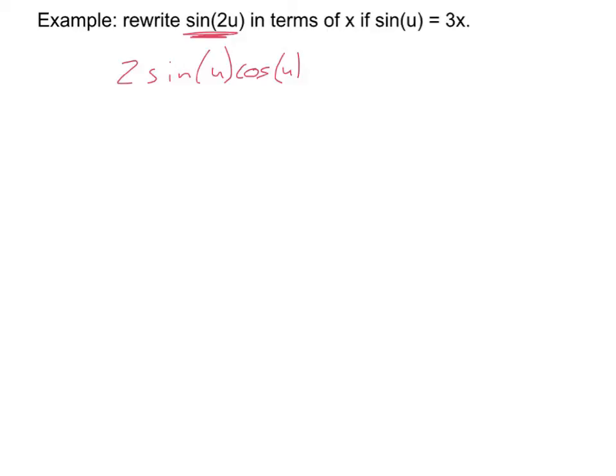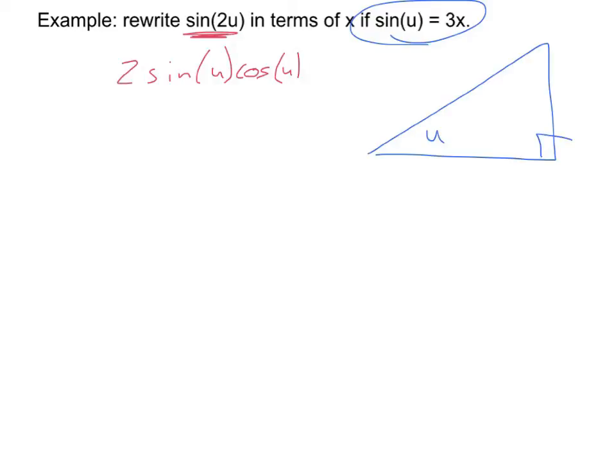So because the sine of u is 3x, I'm going to draw my triangle, make my angle u, and my opposite over hypotenuse has to be 3x. So this is 3x and this is 1. The third side of this thing will be the square root of the hypotenuse squared, 1, minus the other side, 3x squared, so 9x squared.